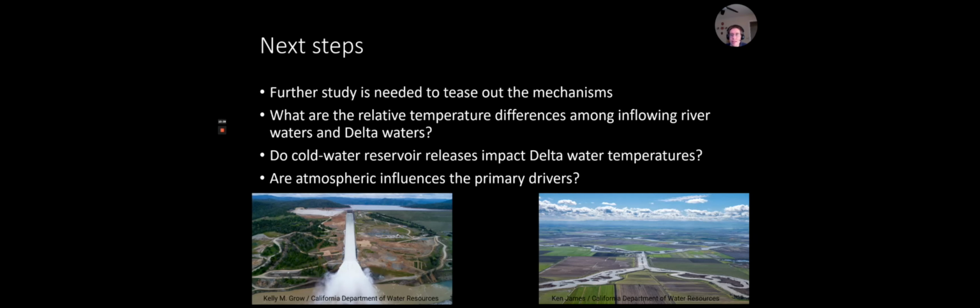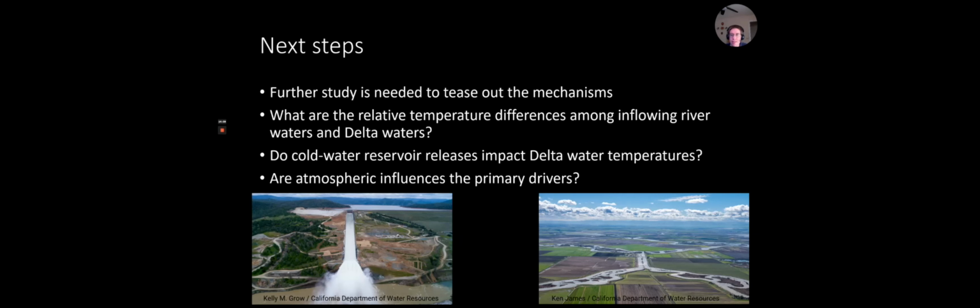If that's detected, then it would be interesting to know whether cold water reservoir releases impact delta water temperatures. This has been investigated before by the Daniels and Danner paper I cited earlier. However, they only looked as far downstream as Knights Landing. But they still detected a very minimal impact of the temperature of water released from Keswick Dam on water temperatures in Knights Landing.